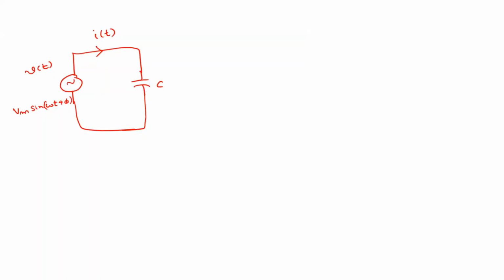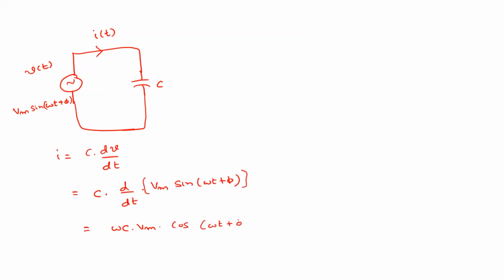If the capacitor is present, what is the formula for current? The current I can be represented as I equal to C into dV by dt. This can be written as C into d by dt of Vm sine omega t plus phi, which is C into Vm omega cos omega t plus phi.